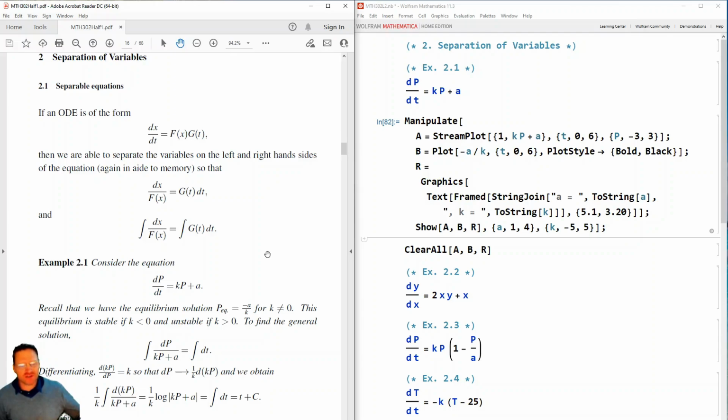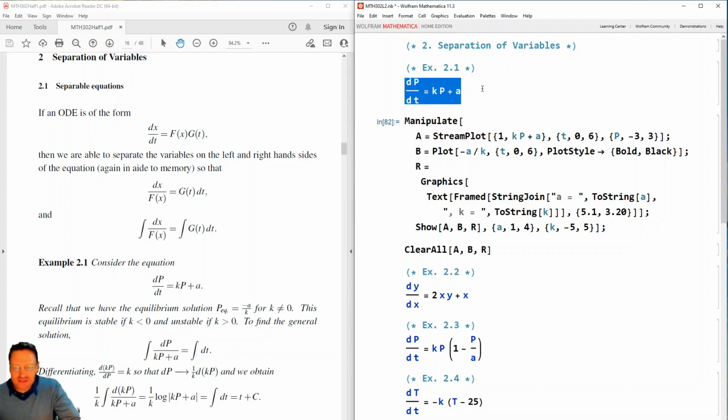Okay, so to find the general solution, since we have this as a product of a function of p and a function of t, the function of t is namely 1. So the function of p here is kp plus a. So we divide by kp plus a, and then we take the dt over to the right hand side and we integrate. Because I feel like I explain this a little bit better when I write out the details, I'll go ahead and do that on the right hand side here.